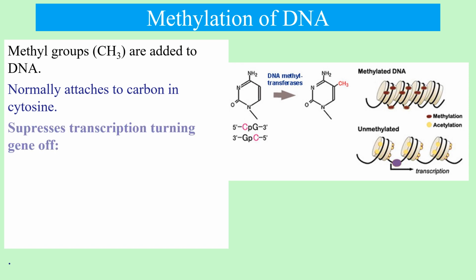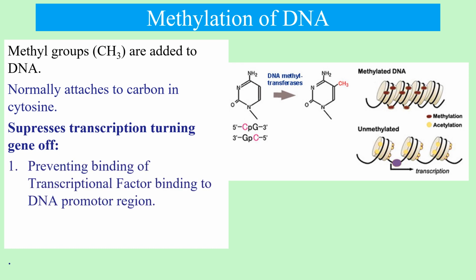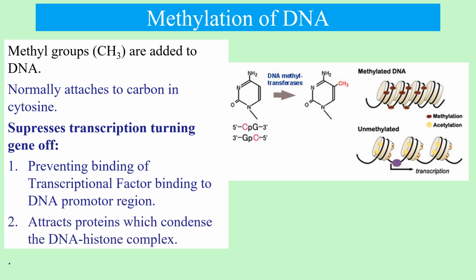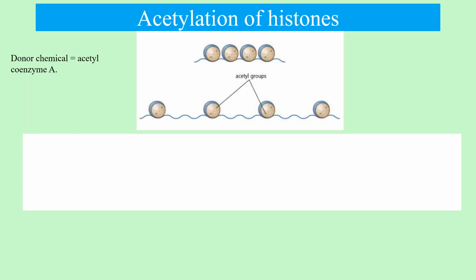Now, when methylation occurs, this normally suppresses transcription and it therefore turns off the gene. How does it do it? Well, it prevents a transcription factor from binding to the promoter region, or it can attract proteins which condense the DNA-histone complex, making it tighter. So if you have a chemical which increases the amount of methyl groups added to the DNA, this can suppress transcription, turning the genes off. The gene is not being exposed, so it prevents transcription happening.